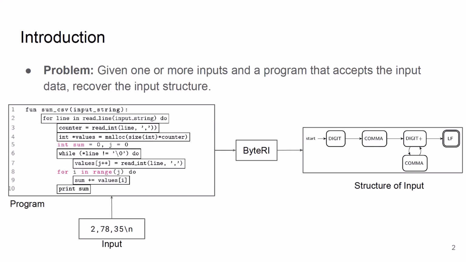And later on at lines 6 and 7, it reads the remainder of the string in that line. Those are comma separated values, and they are integers, and they are read into the array that we declared at line 4. Later at lines 8 and 9, it sums up those values in that array and prints that. And on the right hand side, what you can see is the structure of the input. It's a state machine representing the space of acceptable data for the given program on the left side.